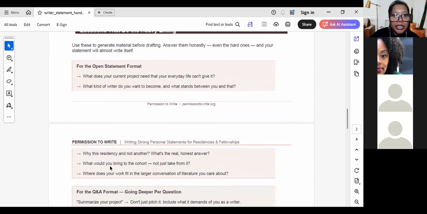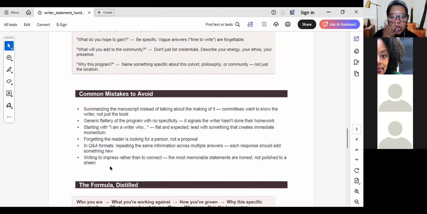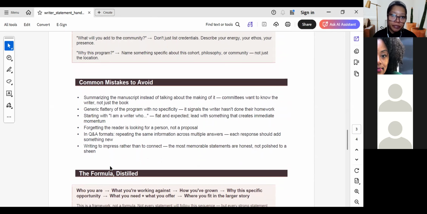I will let you all run through these on your own when I send these to you after this. But here are some more common mistakes to avoid. Summarizing the manuscript instead of talking about the making of it. Committees want to know the writer, not just the book. Generic flattery of the program with no specificity, excuse me, signals that the writer hasn't actually done their homework.